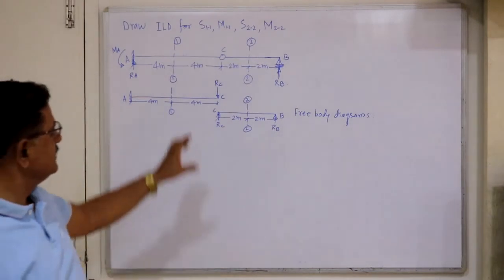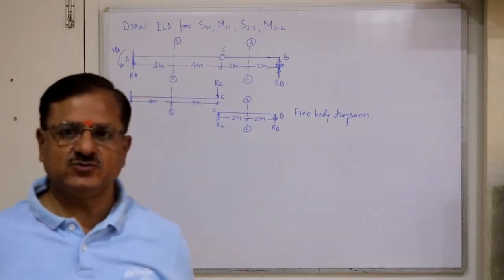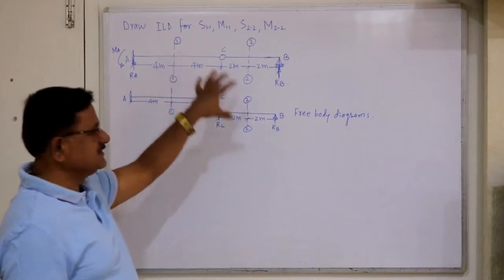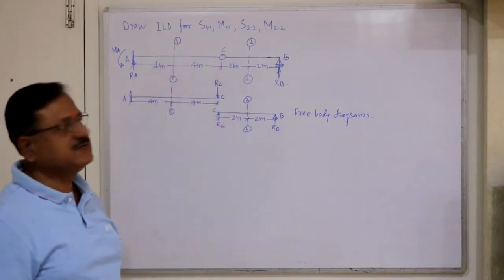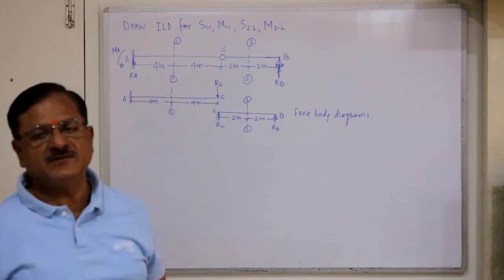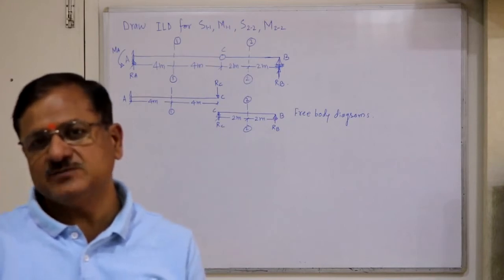This type of beam, when it includes an internal hinge, where two beams are connected together at the internal hinge C, is a compound type of beam. Now let's construct influence line diagrams for S11, M11, S22, M22.